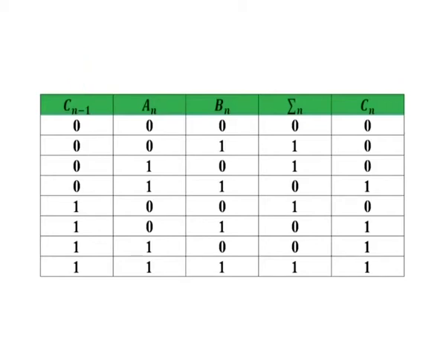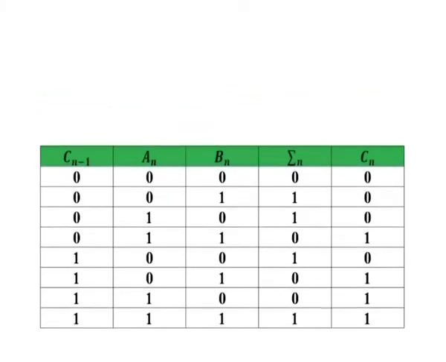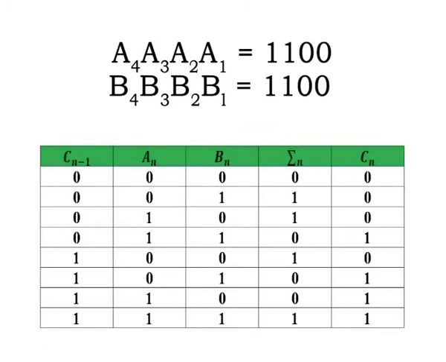For example, here we will find out the sum and output carry for the addition of following two 4-bit numbers 1100 and 1100. Looking at the numbers, we see that for n equal to 1, A1 is equal to 0, B1 is equal to 0 and Cn minus 1 is equal to 0. From the first row of the table, sigma 1 is equal to 0 and C1 is equal to 0.